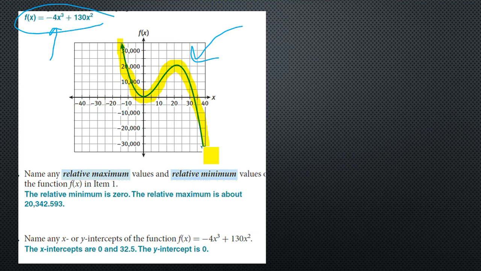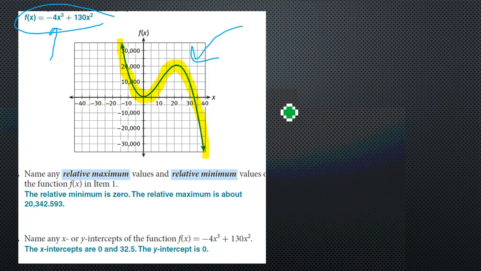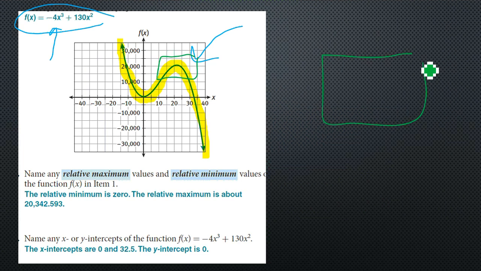If your window isn't set right, sometimes you won't see the whole cubic function. Like if I zoomed in on this little box right here, my graph would look like this. But that looks more like a quadratic. It's because my window is not big enough. So I need to set my window. Notice this one, the y-scale goes all the way up to 30,000 and the x goes to 40.